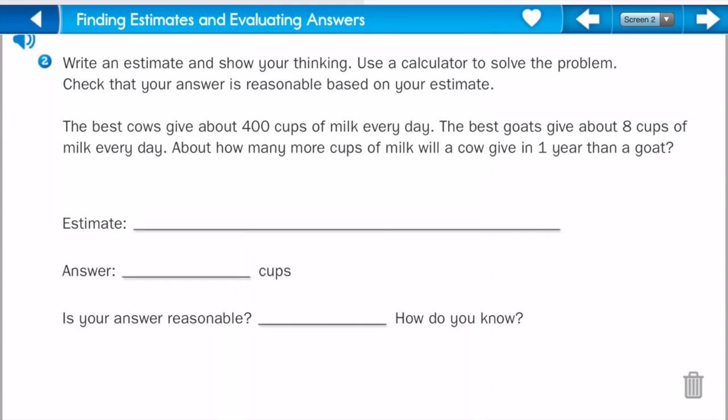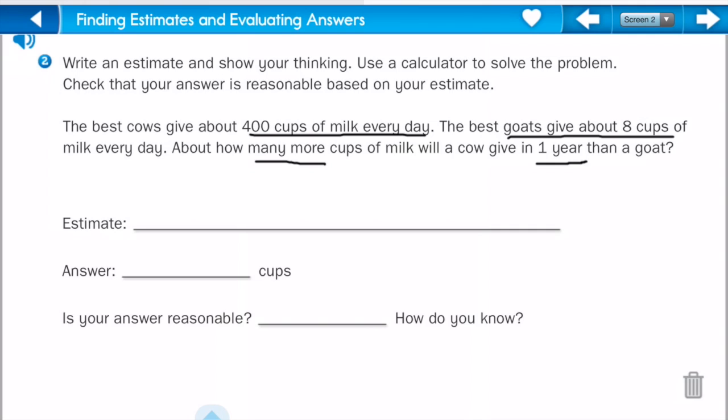Alright, we're going to try another example. The best cows give about 400 cups of milk every day. The best goats give about 8 cups of milk every day. About how many more cups of milk will a cow give in 1 year than a goat? So 400 cups every day, and the goat gives about 8 cups every day. We want to know in 1 year how many more cups of milk.